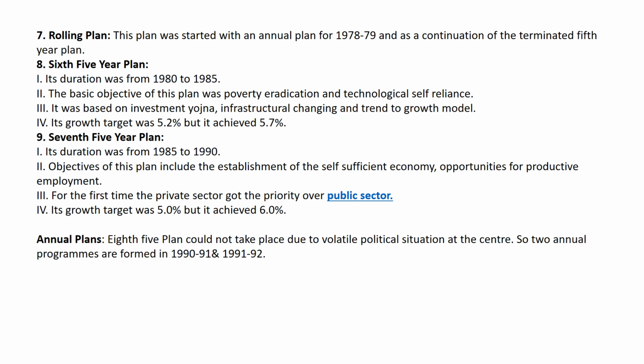Now let's discuss the seventh 5-year plan. Its duration was from 1985 to 1990. Objectives of this plan include the establishment of the self-sufficient economy, opportunities for productive employment, and for the first time the private sector got the priority over public sector. Its growth target was 5%, but it achieved 6%. Another important highlight of annual plans is that the 8th 5-year plan could not take place due to volatile political situation at the center. So, 2 annual programs were formed in 1990 to 91 and from 91 to 92.